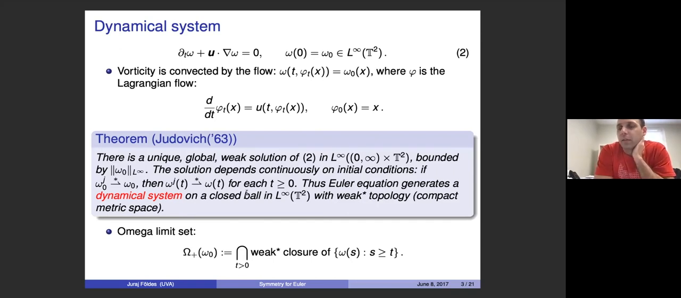And so we can talk about limit profiles, meaning what is happening as time goes to infinity. We are going to denote, as usual, the omega limit set, which is the weak star closure of the trajectory. I take the trajectories for all large times, take the weak star closure, which is the topology we are working in, and then take the intersection over all positive times. And this is presumably going to give us the limit profiles for Euler's equation.